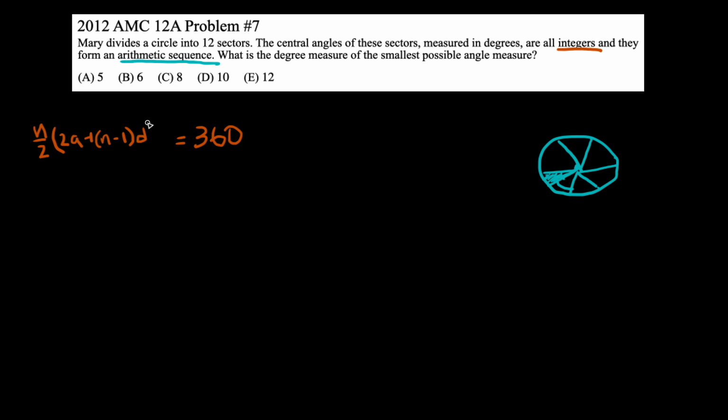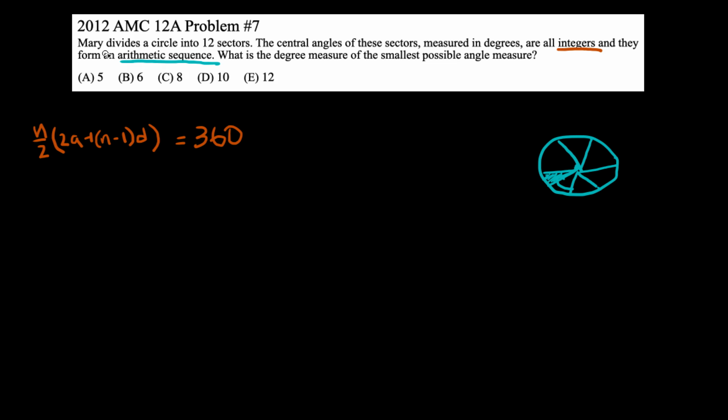times d. And remember, this may look like a very weird, complicated formula, but it's just the first term plus the last term, which in the videos we derived is this 2a plus n minus 1 times d, times the number of terms over 2. So can we fill in anything already from this?